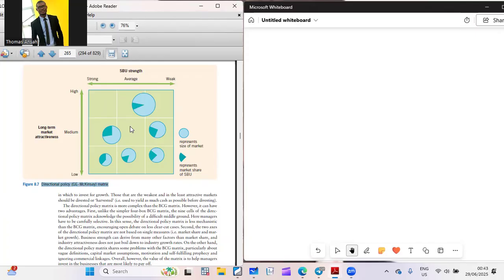All right, a 9-cell directional policy matrix, so that we can have the possibility of a middle ground, because that is something the BCG matrix is not able to give us. It's either you are a cash cow, question mark, dog, or a star. But the axes here are not based on a single metric like the BCG matrix, so it addresses the problems of the BCG matrix.